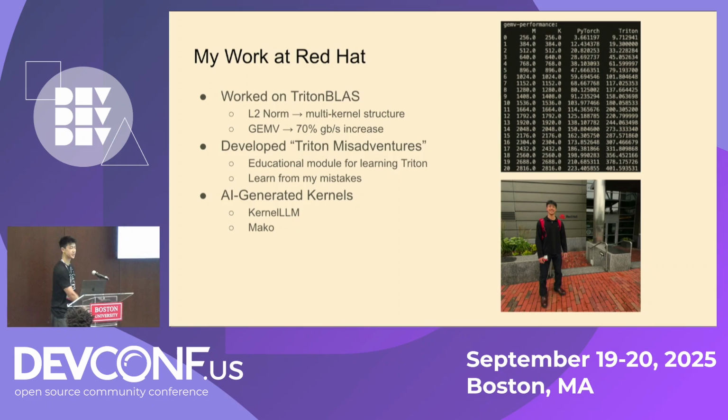So I had to develop a multi-kernel structure in order to deal with the global reduction and get that all into one output, as well as a GemV kernel, or matrix vector multiplication, where I found a 70% gigabits per second increase in throughput over the PyTorch benchmark on AMD GPU. As you can see in the top right, we have my benchmark on the GemV performance.